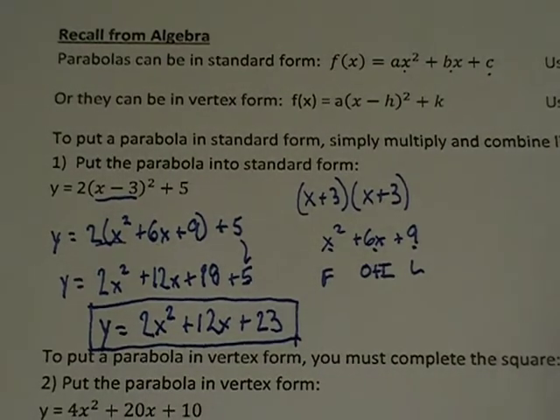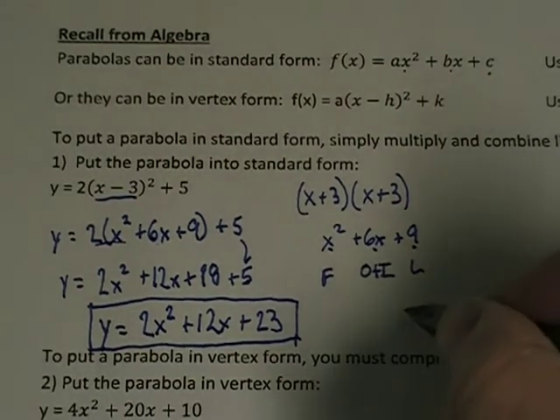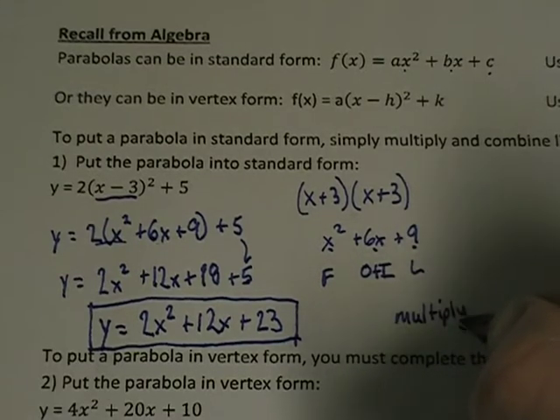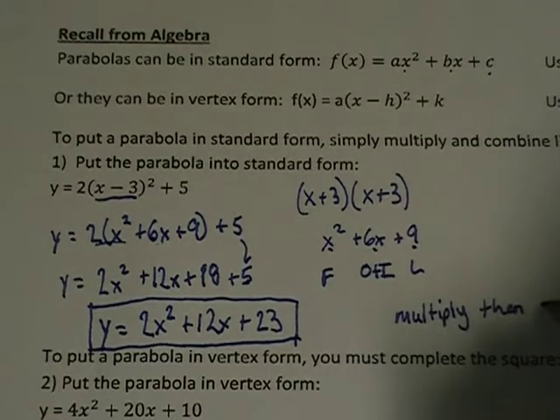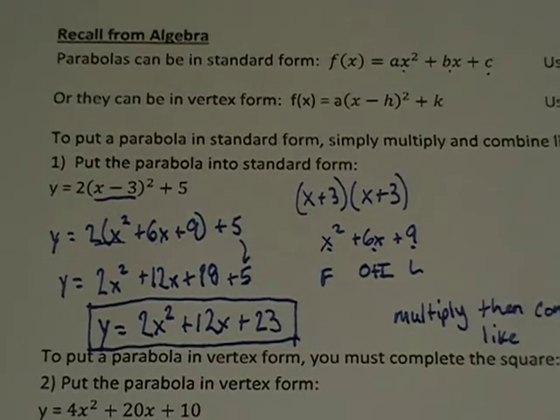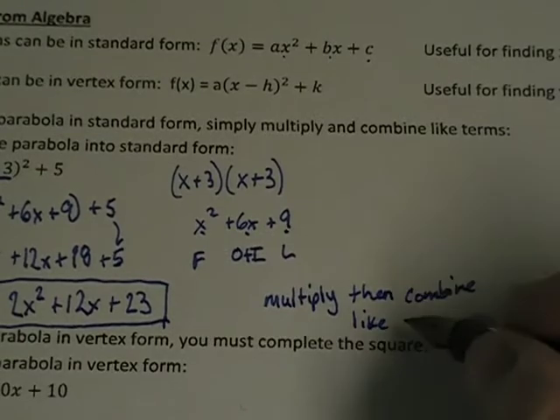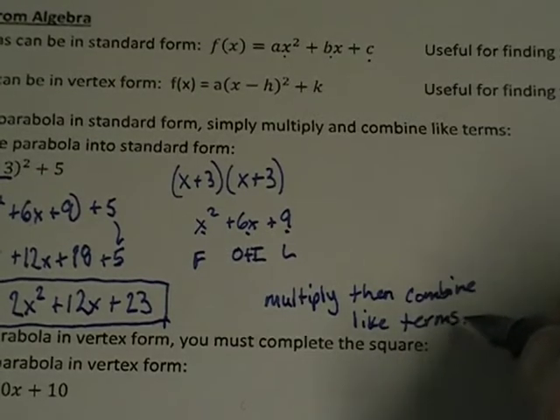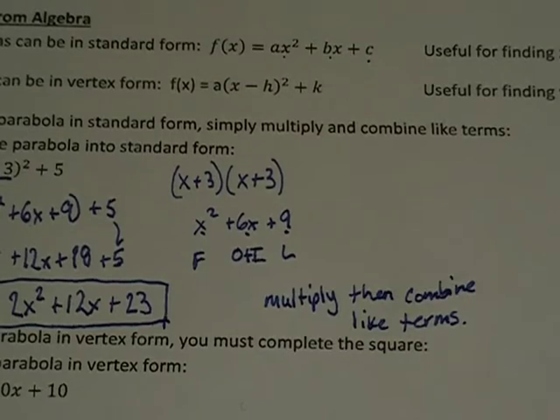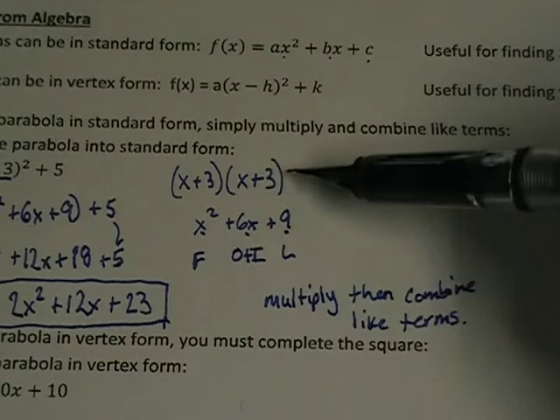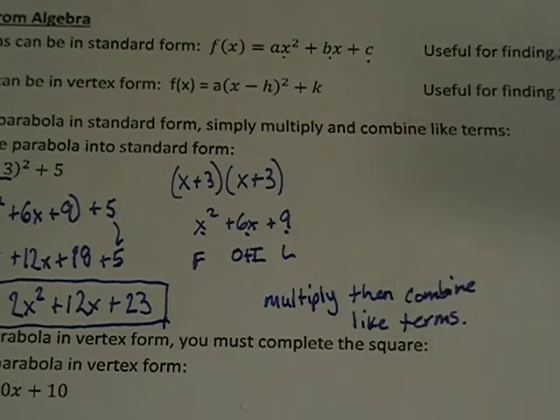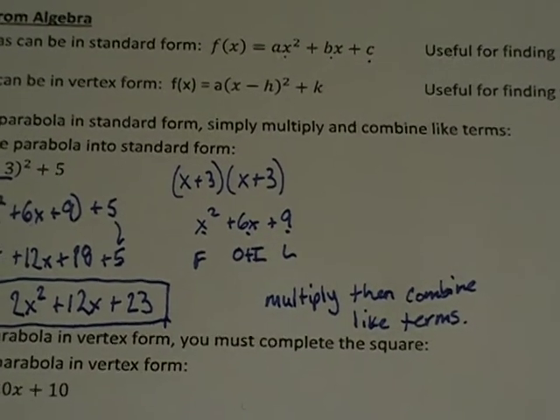So to convert to standard form, all we're going to do is multiply and then combine like terms. Okay? Multiply and then combine like terms. That's all you got to do. Anytime you're asked to convert to standard form, you're going to multiply any square terms out and then combine like terms. Okay?